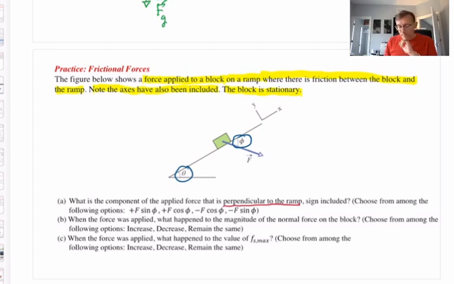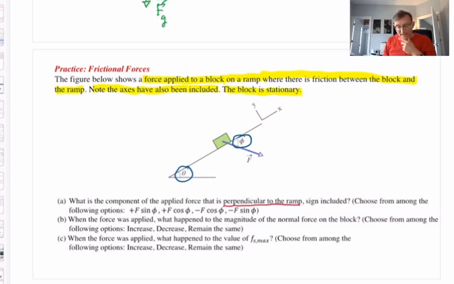Okay, that's A. B, when you apply this force F, what happened to the magnitude of the normal force on the block compared to when you didn't apply this force F? So when you do apply this force F in the direction shown, what happens to the magnitude of the normal force on the block? Does it increase, decrease, or remain the same? Okay? When I apply my applied force F down and to the right on the block, what happens to the magnitude of the normal force on the block? Does it increase, decrease, or remain the same?